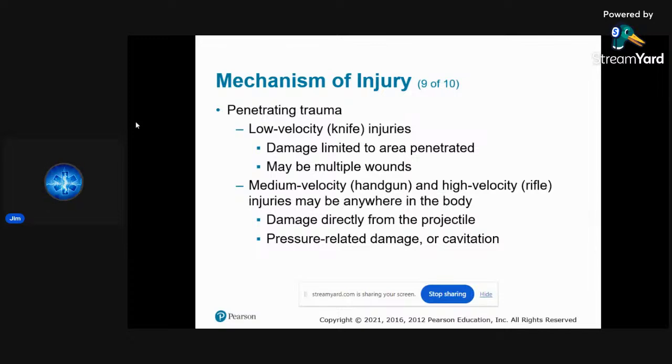Maybe multiple wounds, however. For example, if you get stabbed in the abdomen, they could twist the blade, and that could cause multiple injuries. Now, medium velocity is like a handgun bullet, and high velocity is a rifle bullet, like an AR or hunting rifle. They can have injuries anywhere throughout the body. Damage comes directly from the projectile, and there's damage coming from the cavitation or the pressure-related damage.